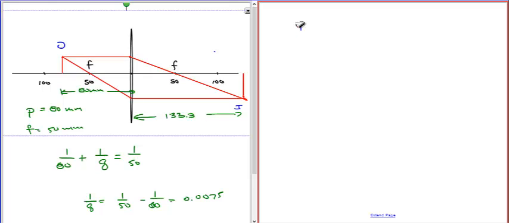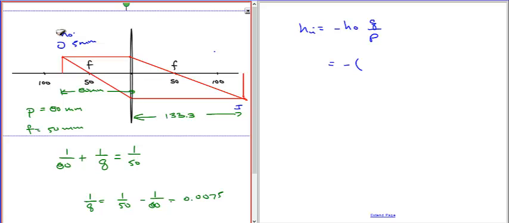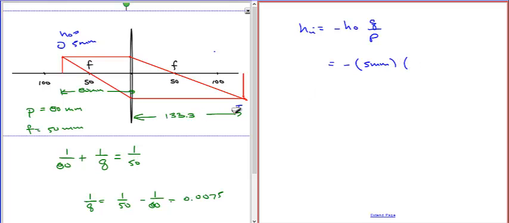So the height of the image is negative height of the object times Q over P. The height of the object, we'll still make it 5 millimeters. But we expect the image to be bigger because it's a projector. So Q is 133.3 and P was 80. You can see that ratio is greater than 1, so it is going to be bigger. So 5 times 133.3 divided by 80, and we get negative 8.33 millimeters. And so 8 is bigger than 5, so it is bigger, and it's inverted.